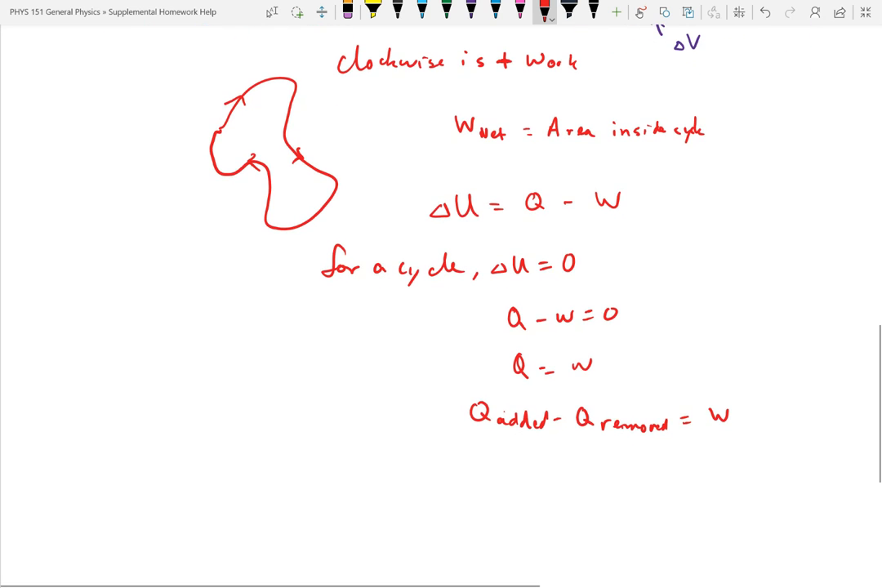And so the term that they have is QH, because at high temperature the heat goes in, minus QC, Q cold, because at cold temperature the heat goes out, is equal to work. That's for a heat engine. You can actually reverse a heat engine and it still turns out to be the same equation.